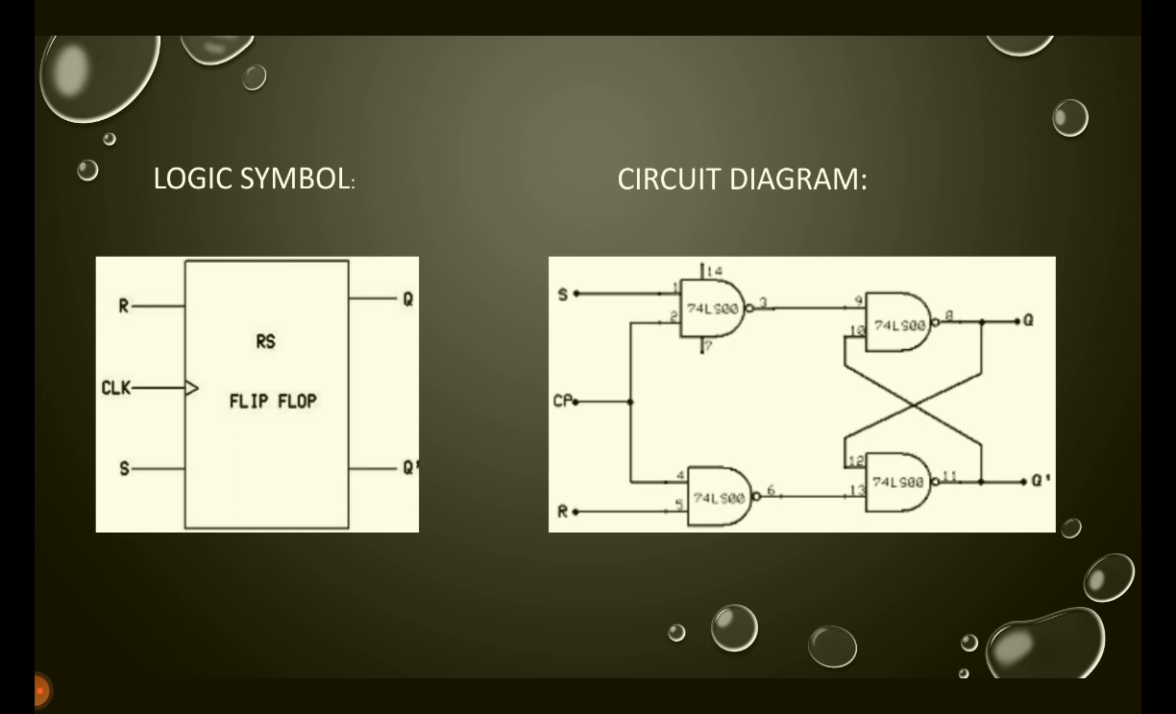See, in the logical symbol we have 2 inputs, R and S, and we also have the clock pulse. The outputs are Q and Q plus 1, that is the present state and the previous state. So see the circuit diagram. Here we use 4 NAND gates, and the inputs are the same and the output is also the same.